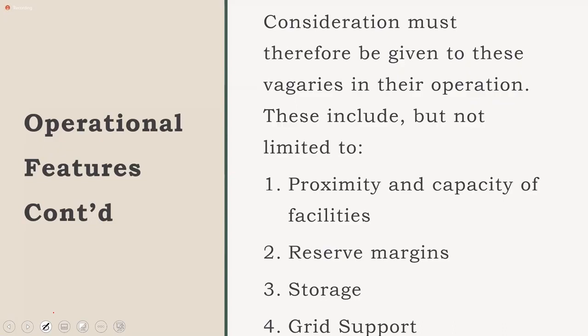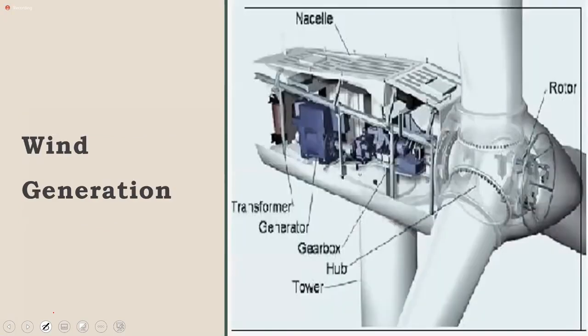Okay? So we want to just quickly look at the technologies. We start with wind. And the wind system, as you can see here, in terms of the production of electrical energy, it's quite similar to your thermal plant. The only difference is that where the turbine is for your thermal plant, that is then replaced by your gears and your hub. Everything back here is like your regular plant.